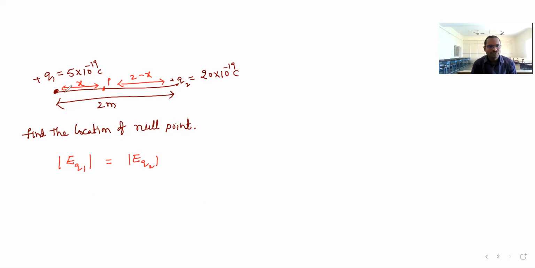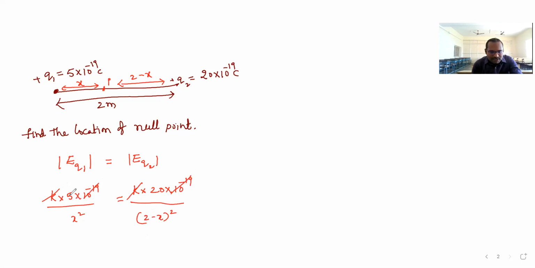Due to Q1, electric field how much? K, Q1 value 5 into 10 to the power of minus 19 divided by X square is equal to electric field due to Q2, K, Q2 value 20 into 10 to the power of minus 19 divided by distance 2 minus X whole square. K cancels. 10 to the power of minus 19, 10 to the power of minus 19 cancel.